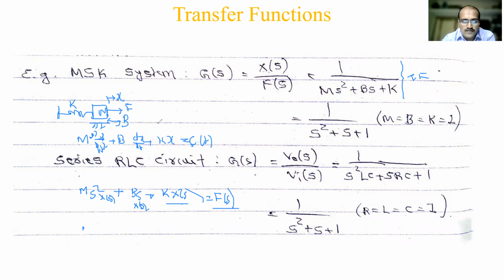Now if you take all values as 1, mass is 1 kilo, spring is 1, and damper is 1, everything 1, it becomes 1 into S square plus 1 into S plus K.